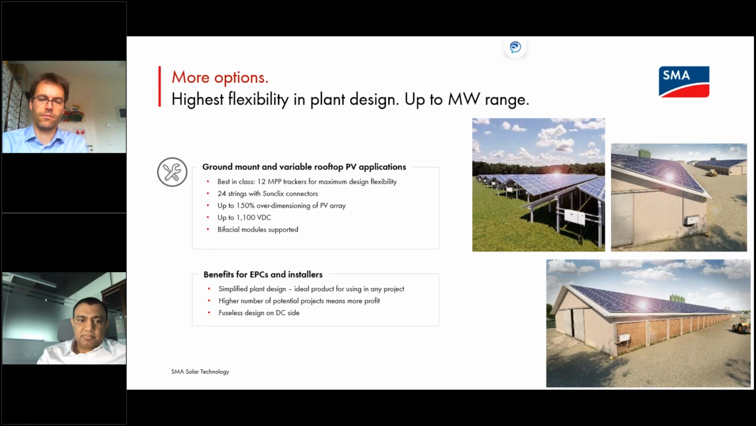And the other cool thing, especially when it comes to cost saving at the end, is that we have a fuseless design on the DC side, meaning you do not have to pay for extra fuses if you do not need them. So depending on the target projects you have or target countries, you do not have to buy something you do not really need.